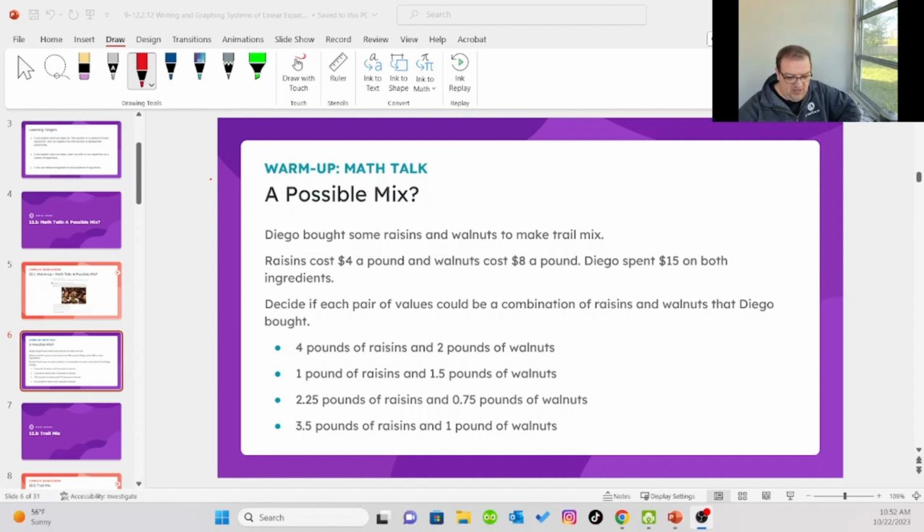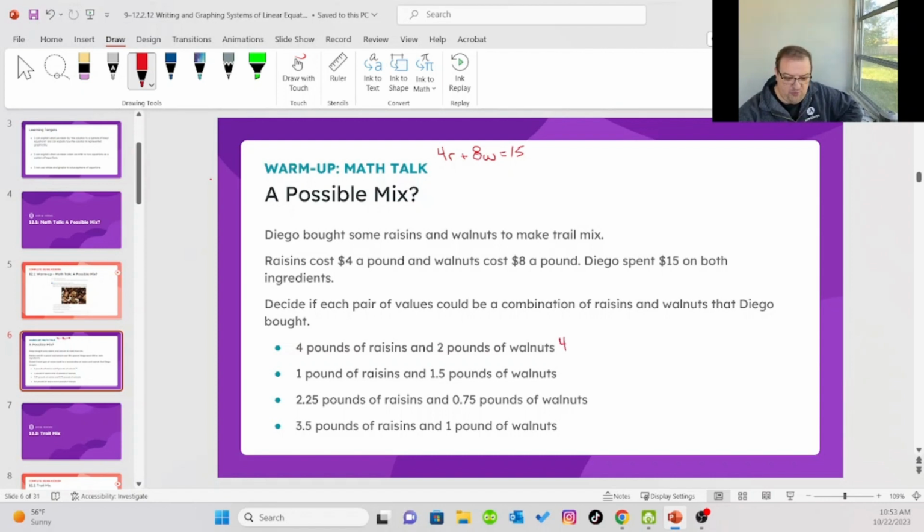So, if we look at this, I have $4 a pound for raisins. So we could say 4R. And we have $8 a pound for walnuts. So we could say 8W. And Diego spent $15 total. Now we can substitute these values in and see if it gets us a true statement.